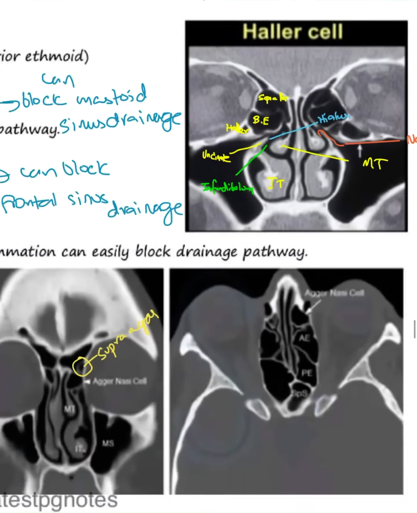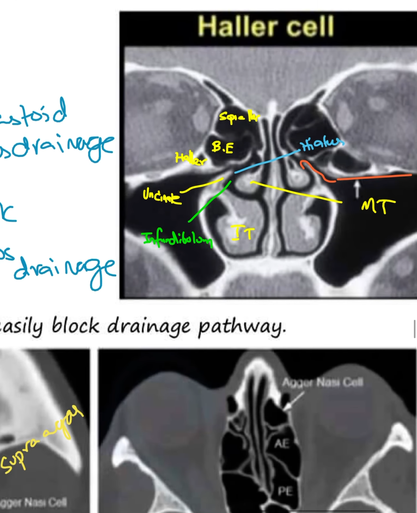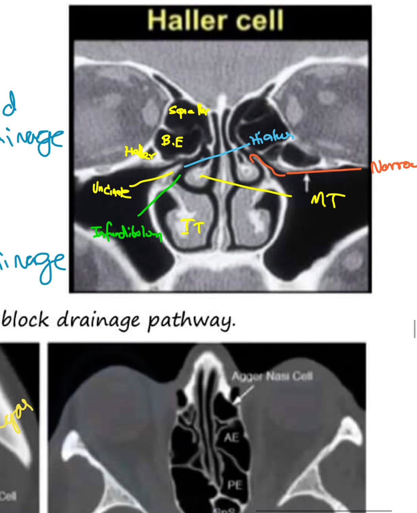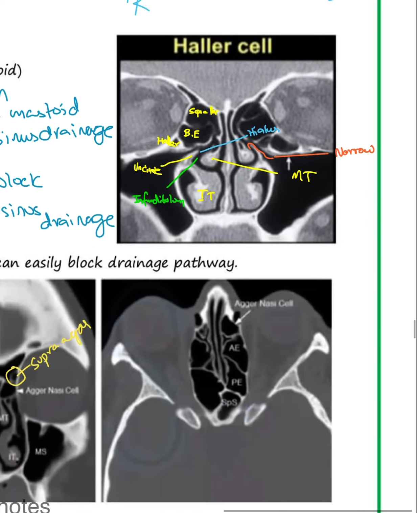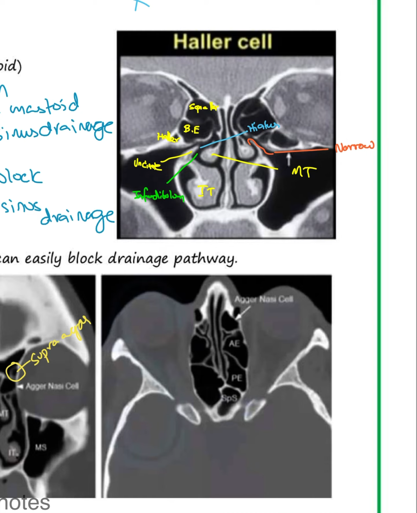You can see this is the bulla ethmoidalis. This is the suprabullar cell. This is the Haller cell. This is the maxillary sinus. You can see the opening. If the Haller cell is inflamed, it causes blockage of drainage. Here the side is very narrow. On this side you can see the suprabullar cell, bulla ethmoidalis, and a Haller cell. Here it is much narrower than this side. This is the middle turbinate. This is the inferior turbinate, and this is the infundibulum.